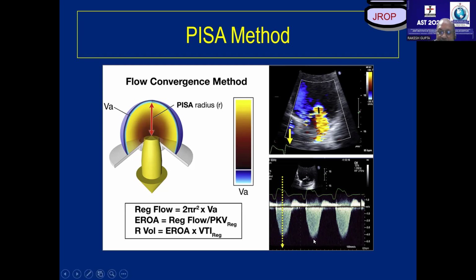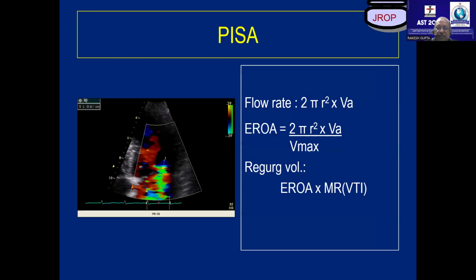This is what we measured over there. That was 5.24 meters per second. So we divide this value by 5.24, which comes out to be 11.65. Yes, sir. And if you divide this 11.65 by VTI, I'll go back to my original image. You'll remember this flow rate, the effective regurgitant orifice area divided by the MR VTI.